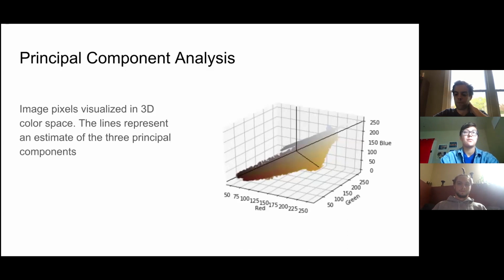So the first step is principal component analysis. The graph here represents the pixels of the previous image, but just charted in 3D color space, so you can see that they're all kind of floating in there. Principal component analysis allows us to find the axis for the data that will preserve the largest amount of variance, and the second largest amount of variance that's orthogonal to the first, which we don't need to get into.